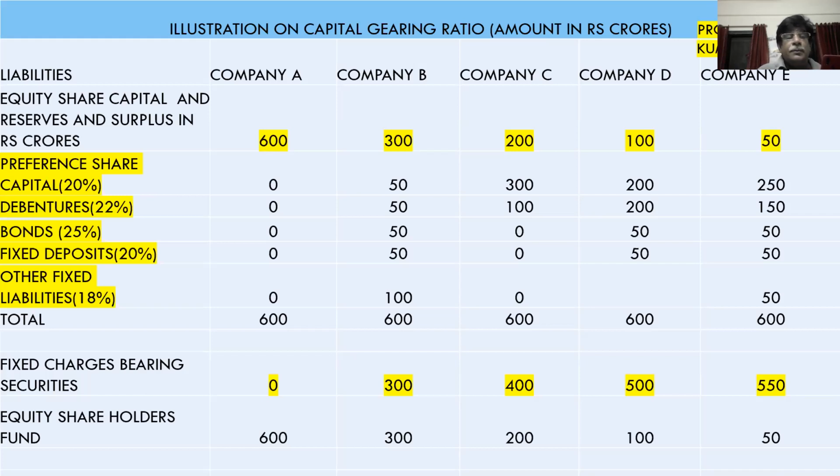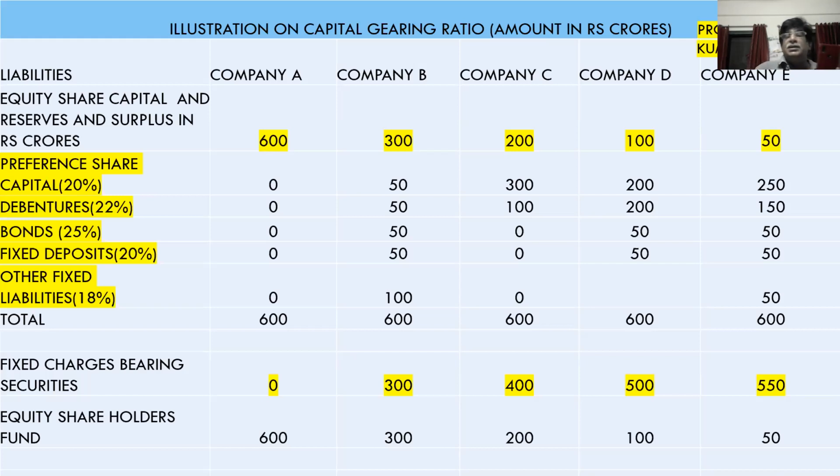In the bonds case, in company B, 50 crores is taken in the form of bonds on which you have to pay 25% interest every year. So these are all headaches to the company. So the headaches are 300 crores and the equity share capital is 300 crores. So 300/300 is 1:1, which is somewhat not good, very bad in comparison with company A.